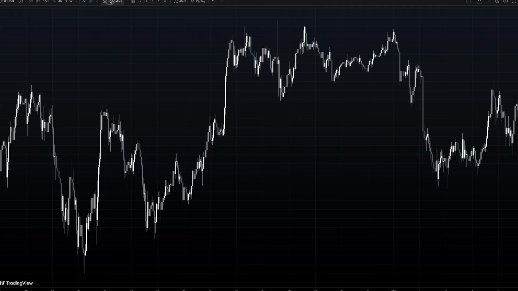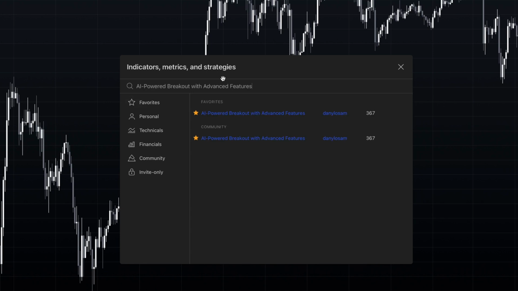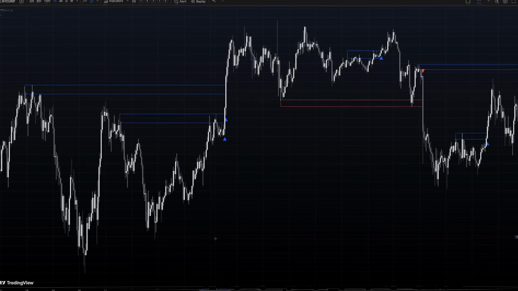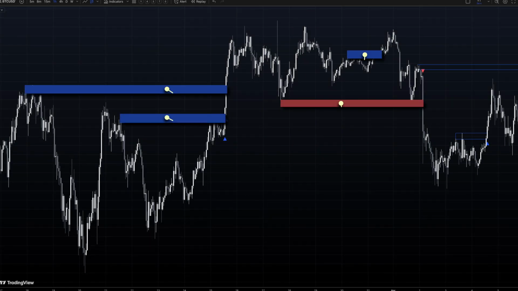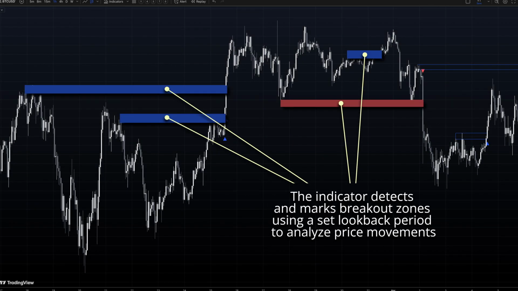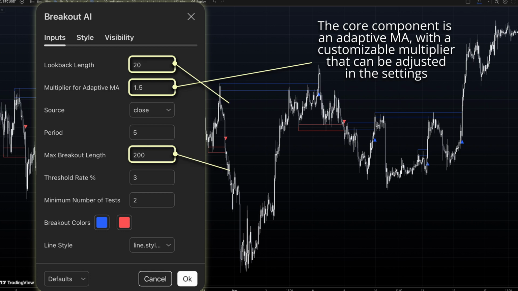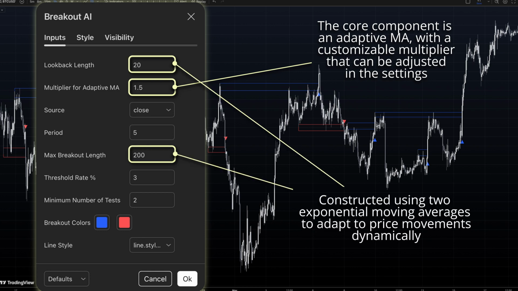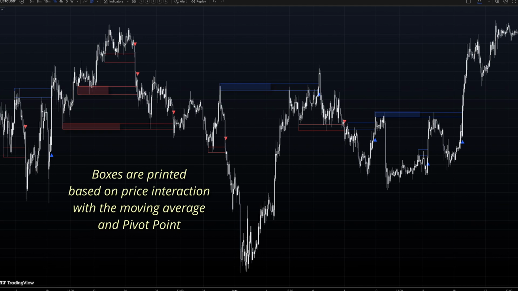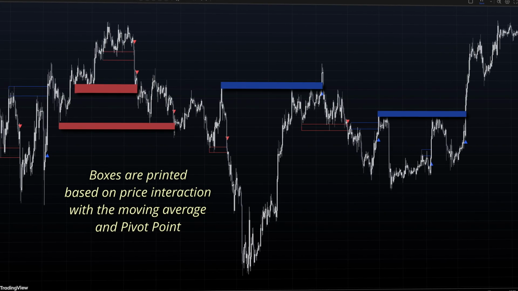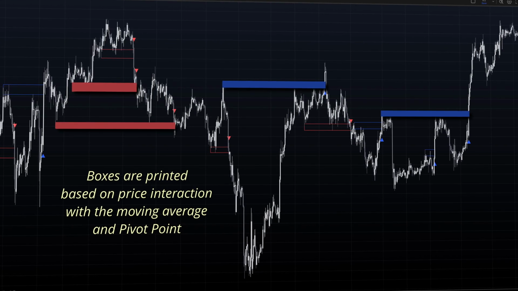Our next reviewed tool is called AI-powered Breakout with advanced features. The indicator is designed to detect potential market breakouts and breakdowns by analyzing historical price action. It calculates the highest high and lowest low over a set look-back period to establish key breakout levels, helping traders identify potential entry points. A core component of the indicator is an adaptive moving average, constructed using 2 exponential moving averages. This adaptive approach adjusts dynamically to price movements, acting as a trend filter to refine breakout signals.